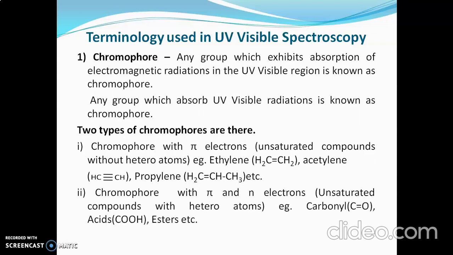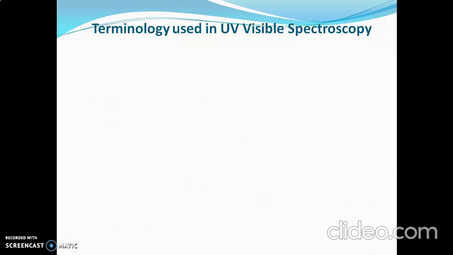Second type of chromophore is chromophore with pi and n electrons. That means unsaturated compound with heteroatom. The example is carbonyl group, carboxylic acid group, ester functional groups, amido groups, nitro groups, etc. That means chromophore is an unsaturated functional group, and due to these unsaturated functional groups, the molecule will absorb UV visible radiation.